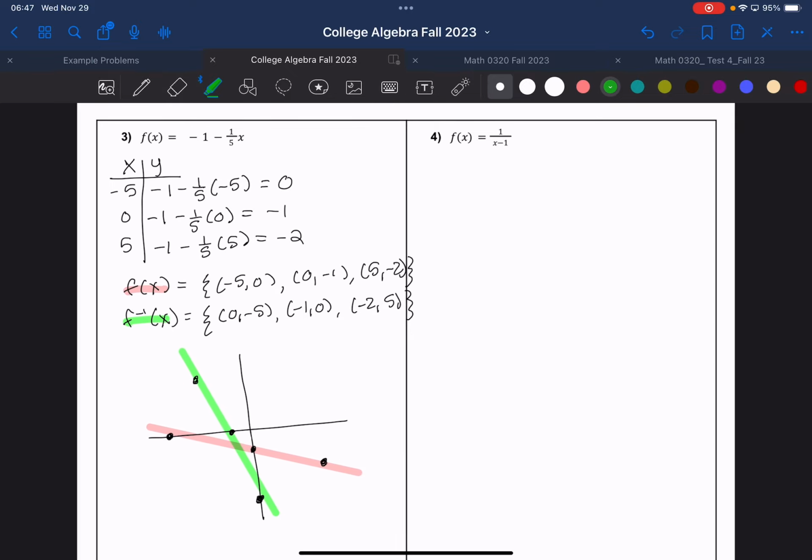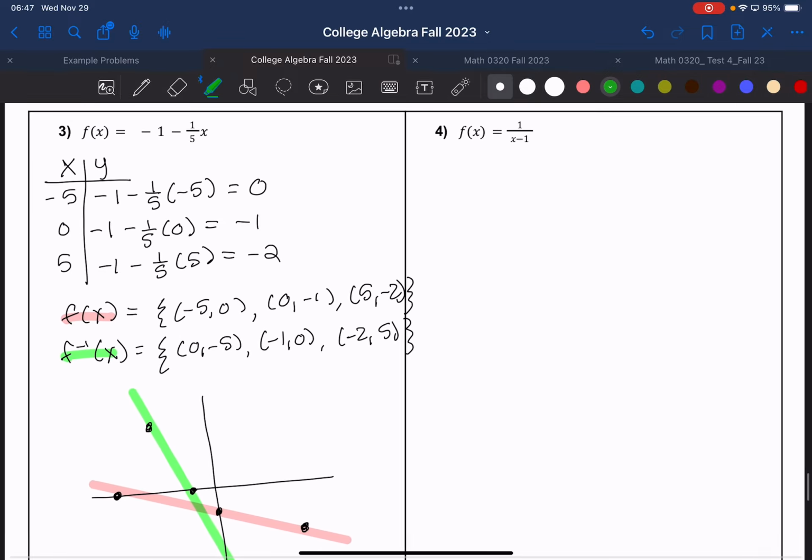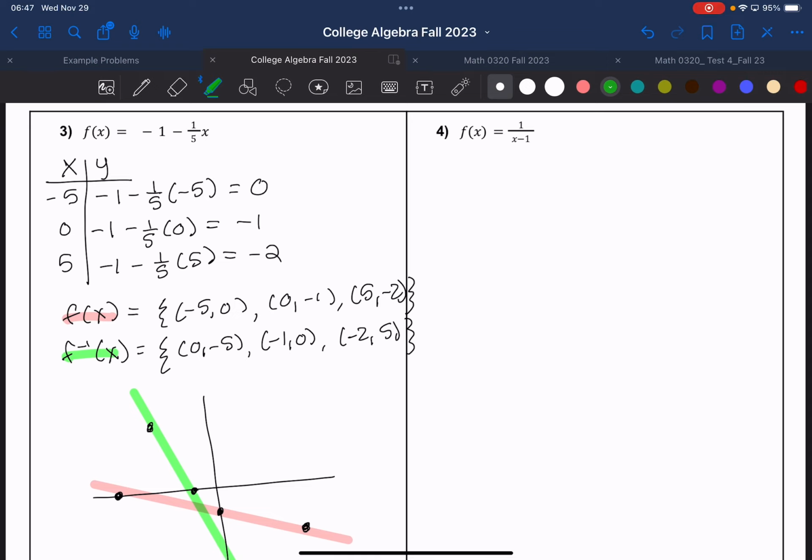Any questions on how I set up 3? Okay, go ahead and take a minute and try 4. You're going to do the same thing. Create your original table, and then flip your x and y values to find your inverse function. And remember, you can pick any points you want. So your table might look different than my table.